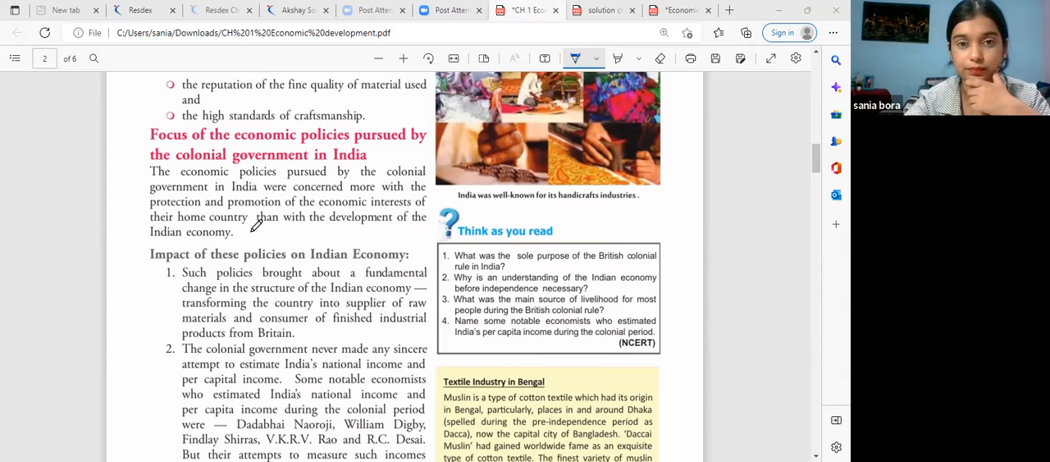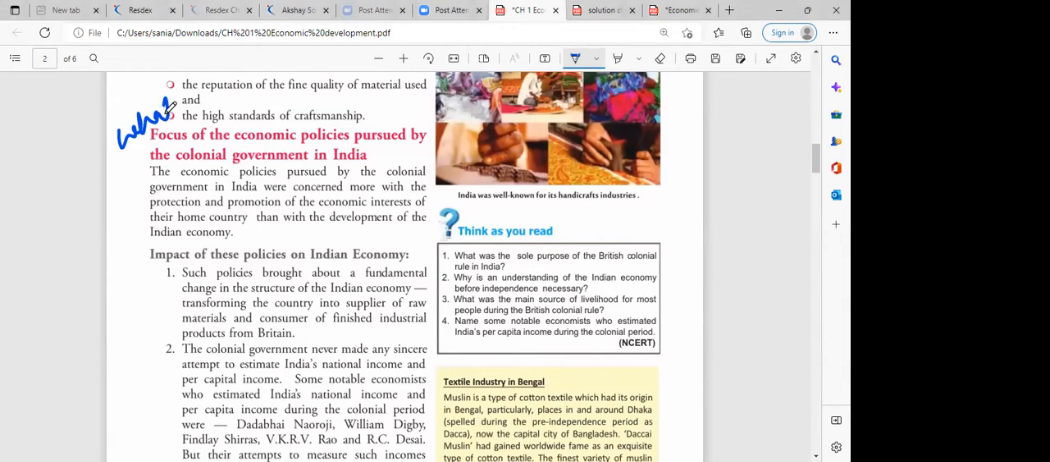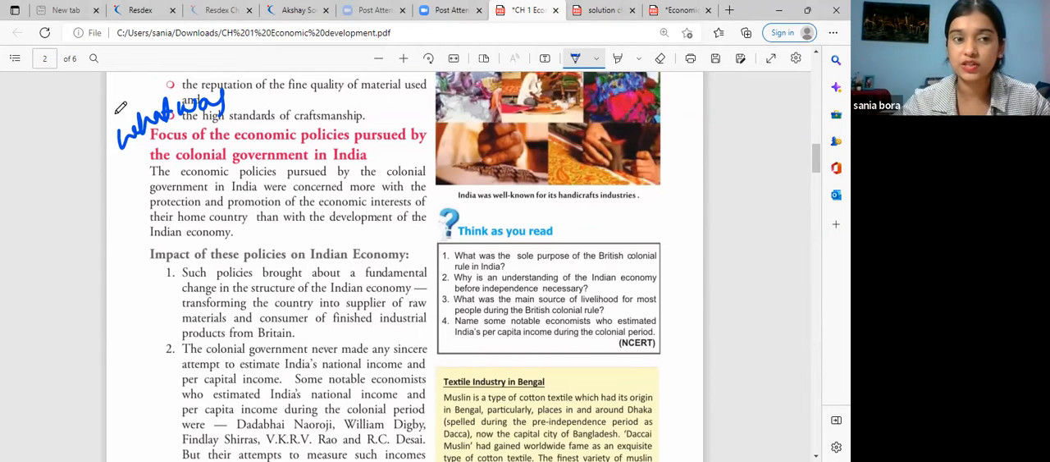Clear? Just write this. This is your question. Just write: what was the focus of the economic policies pursued by the colonial government in India. So the answer is: the economic policies pursued by... or if you don't want to write everything, just write this. You can write the answer in your own way. But if you want to write it exactly, you can write it as well. If you want to write only keywords, it's your choice. But whenever I take your test, your answer should not be literary. Your answer should be the economics one, like the exact fact. Clear?